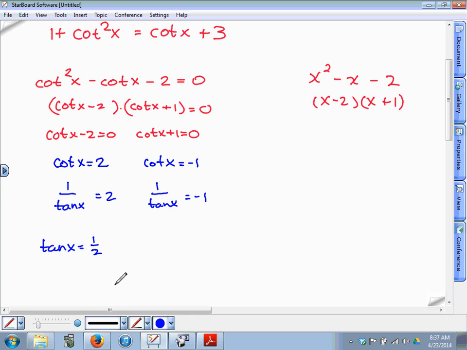Do you see what we did there? We're doing some mathematical trickery. Does that mean you can do the same thing on the other one? Yeah. On the other one, if we multiply both sides by the tangent and divide by -1, we're going to get tangent of x equals -1.